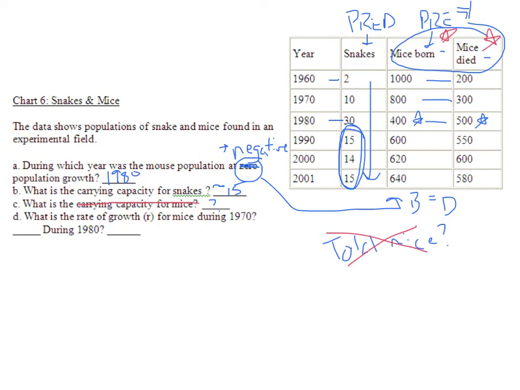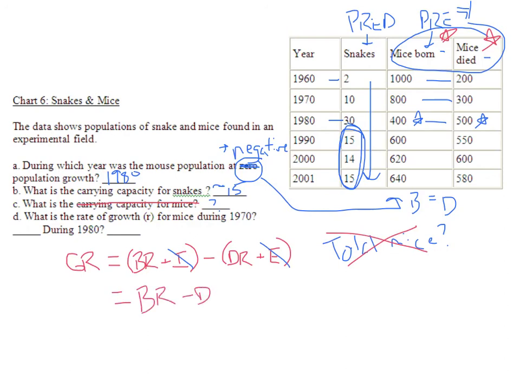Now, the last question says, what is the rate of growth for mice during 1970 and during 1980? In your class notes, we talk about growth rate. We talk about how that is birth rate plus immigration minus death rate plus emigration. Now, anytime that we are not given one of these values, which is the case here, we don't know immigration and we don't know emigration, you can ignore those. So in this scenario, the growth rate ends up being the birth rate minus the death rate.